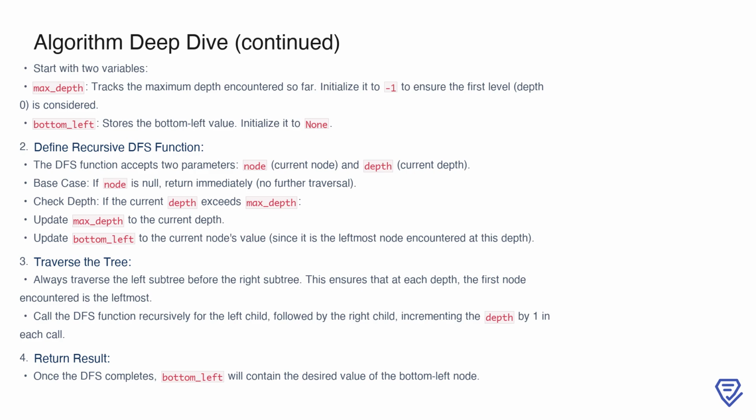If the current depth exceeds max_depth, it means we've reached a new level of the tree. In this case, we update both max_depth and bottom_left to reflect the new depth and the value of the leftmost node at this level. Finally, to ensure we prioritize the leftmost node at each depth, we always traverse the left child first, followed by the right child, incrementing the depth by 1 with each recursive call. Once the traversal is complete, bottom_left will hold the value of the desired node.